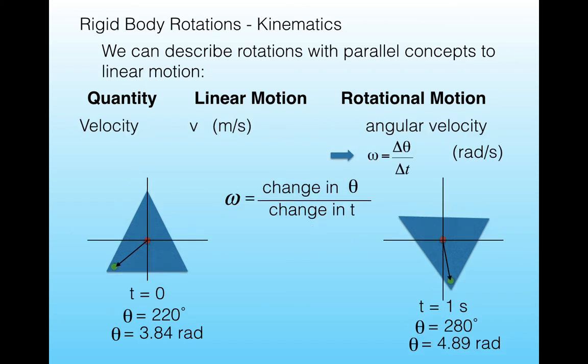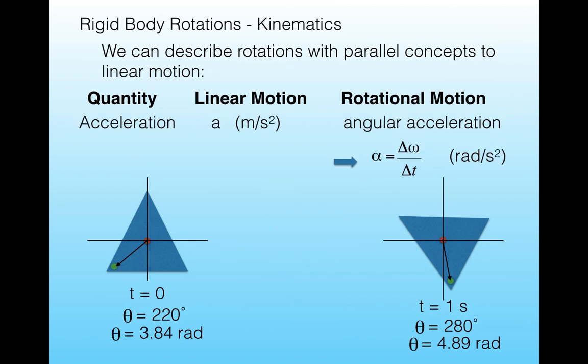We can calculate the velocity, so let's assume that this change in the angle has occurred over the 1 second, as explained, and it was moving with a constant velocity. If we do that, then we can find that the change in theta over the change in time is 4.89 radians minus 3.84 radians, that's the numerator, and we divide it by 1 second. So we get 1.05 radians for 1 second, or 1.05 radians per second.